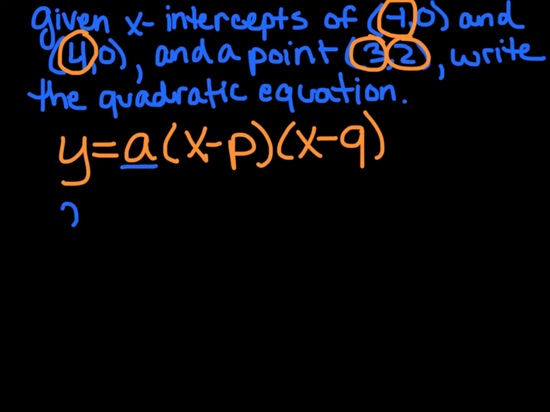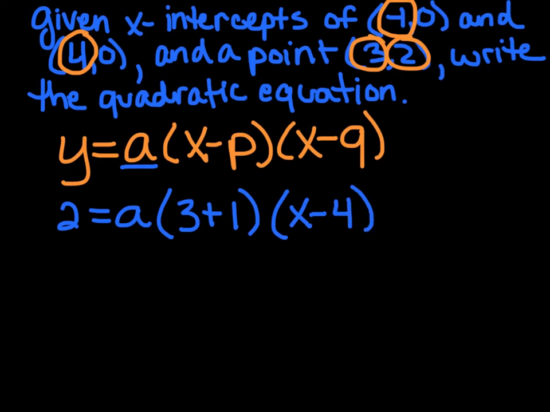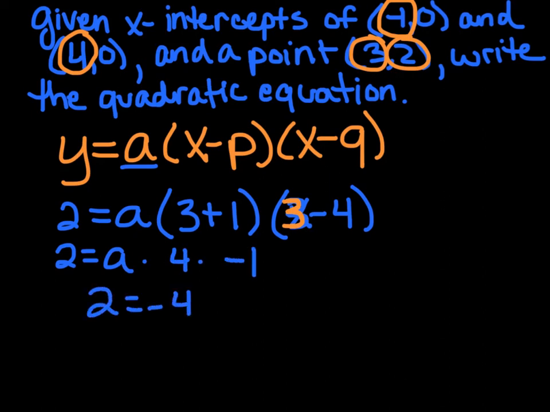Right, y is 2, a we don't know, x is 3, p is negative 1. So if I say x minus negative 1, I'm saying 3 plus 1. And then x minus 4, whoops, not x, 3. x is 3. Got to put the number in there. Sorry about that. So we've got 2 equals a times 4 times negative 1. 2 is negative 4a. a is negative 1/2.